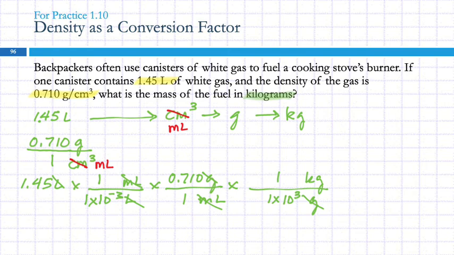So I've got 1.45 divided by 1 EE negative 3, times 0.710 divided by 1 EE 3. 1.0295 kilograms. How many sig figs should it have? 3. I have a density and my starting number both 3. 1.03 kilograms.